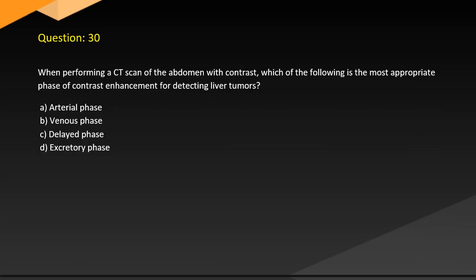Question 30. We're performing a CT of the abdomen with contrast. Which of the following is the most appropriate phase of contrast enhancement for detecting liver tumors? A. Arterial phase. B. Venous phase. C. Delayed phase. D. Excretory phase.